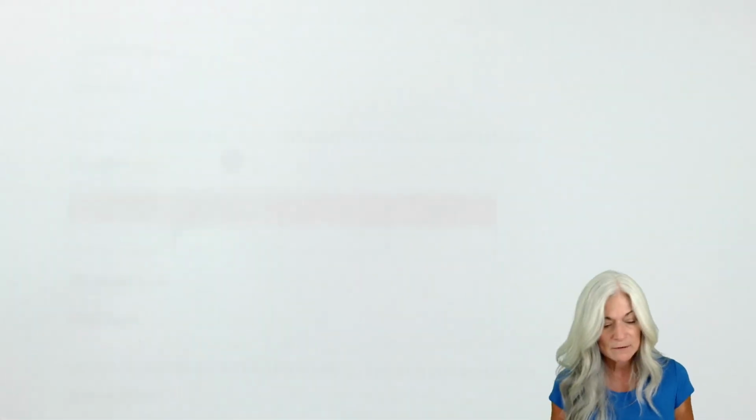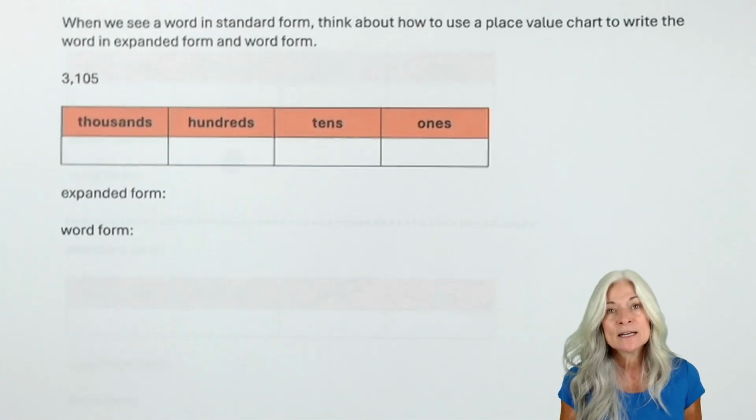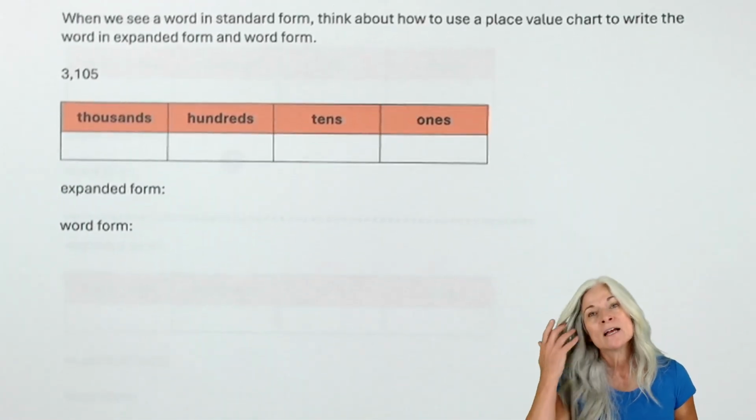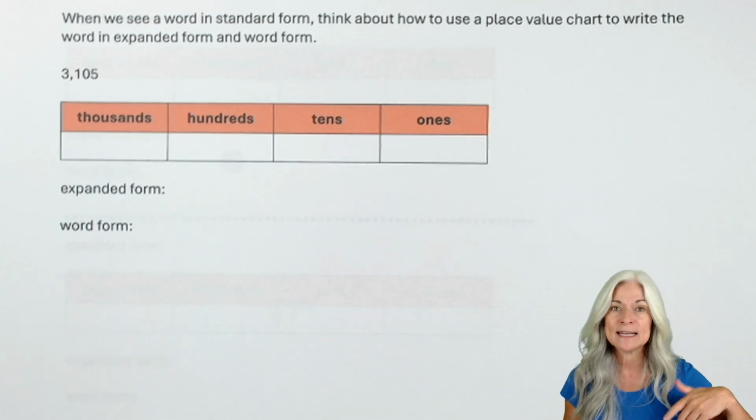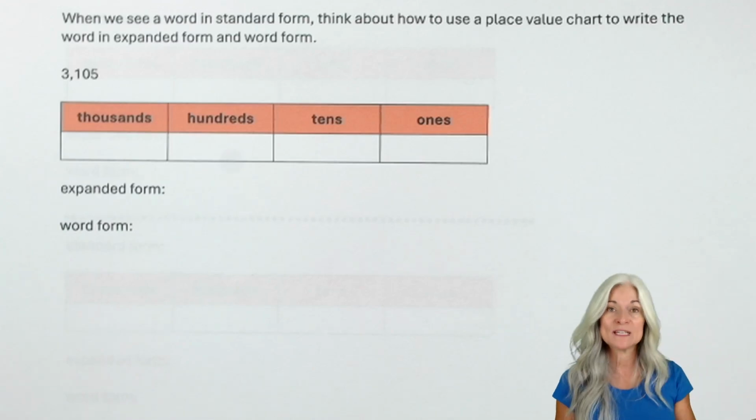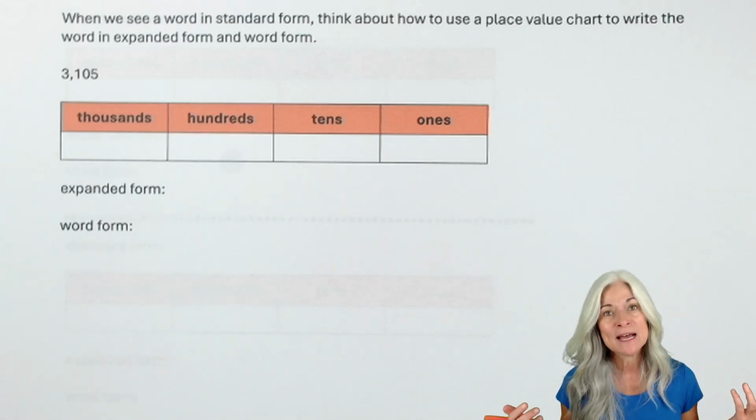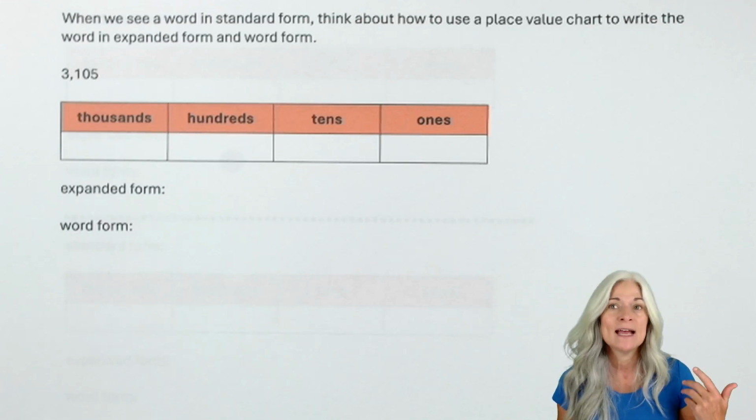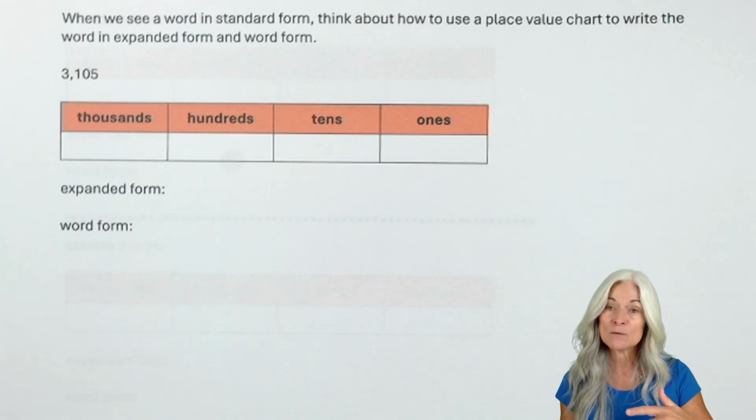Okay, so then the main thing students will be doing in this lesson today is they're going to be practicing taking a number from standard form to writing it in expanded and word form, or taking it from one of those forms and going back to standard form. So one thing to have students think about is when we see a number in standard form, how could we use a place value chart to write the number in expanded form and word form?